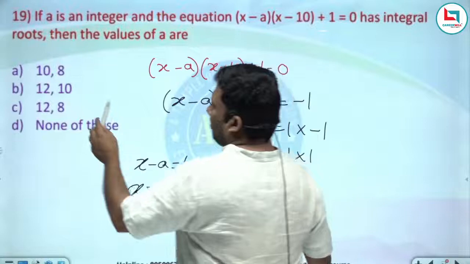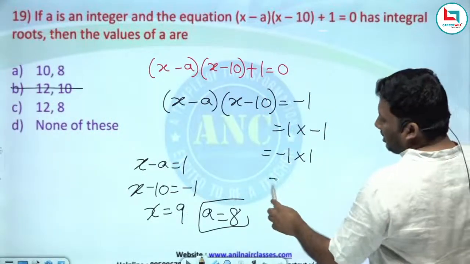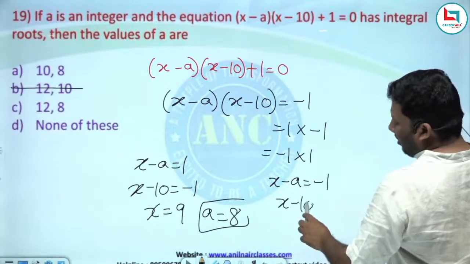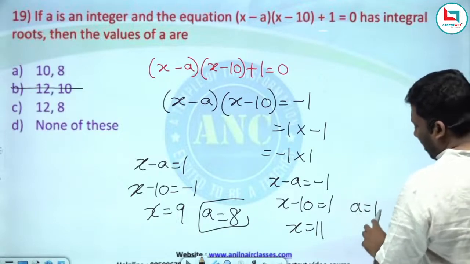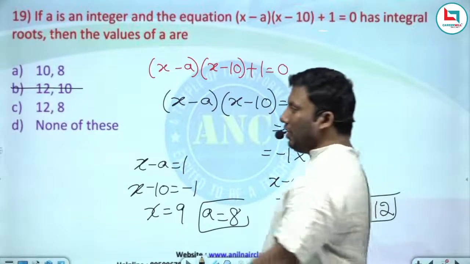So option number B, it is out. Next case, if x minus a is minus 1, x minus 10 will become 1. X will become 11. So a will become 12. So a can take either 12 or 8.